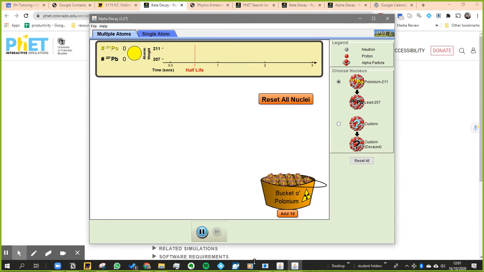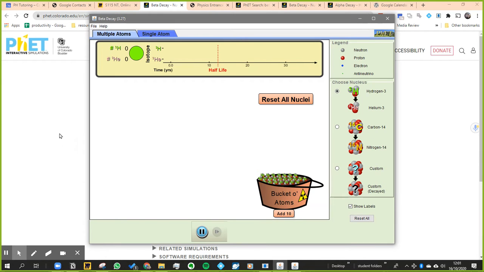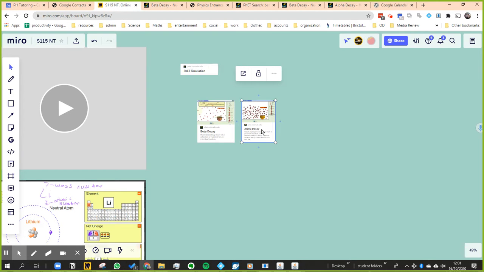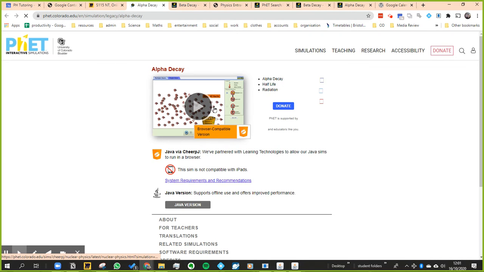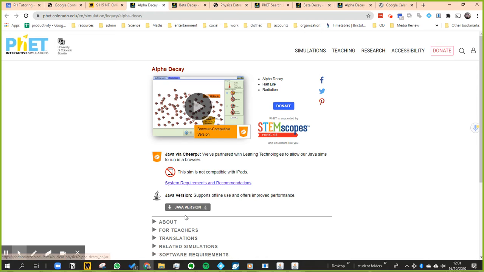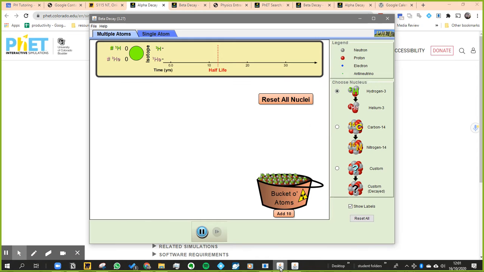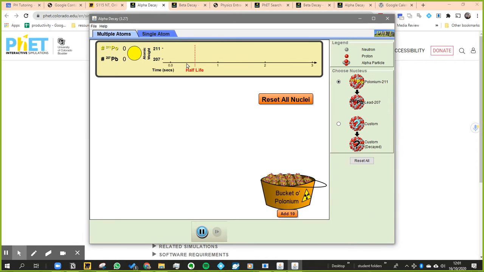Here it is. That one's the alpha decay. This one's the beta decay. So there is the alpha decay there as well. We're going to look at both of those now. And you would press play or again download it. So let's have a look at some of these. We're going to start off with alpha decay.